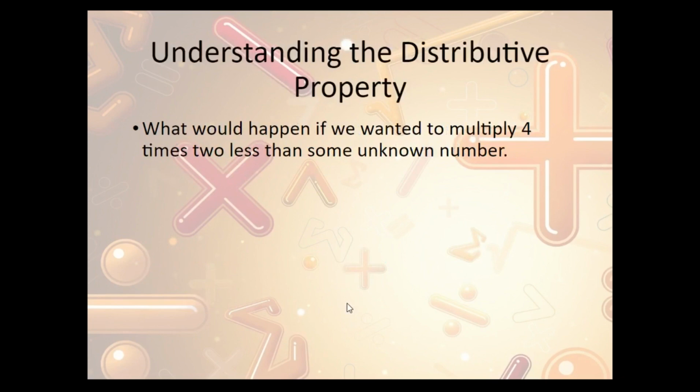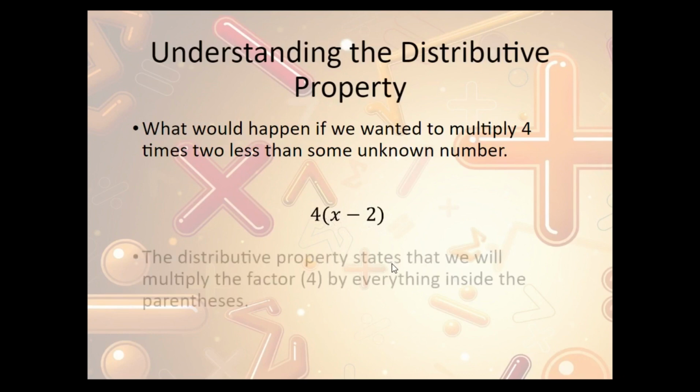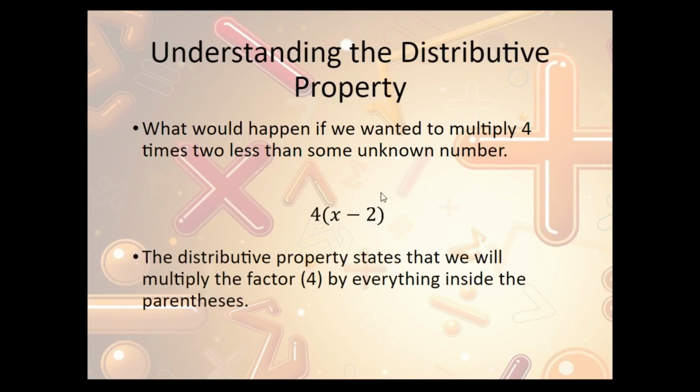Distributive property. What would happen if we wanted to multiply 4 times 2 less than some unknown number? So instead of just being 4 times x, we want it to be 4 times some grouping of a number, in this case x minus 2. We write it just like this, 4 times x minus 2. The distributive property states that we will multiply 4, the number outside, by everything that's inside the parentheses. So this becomes 4 times x and 4 times negative 2. Then we combine whatever terms we can at the end. In this case, we get 4x minus 8, because 4 times x is 4x, and 4 times negative 2 is negative 8.